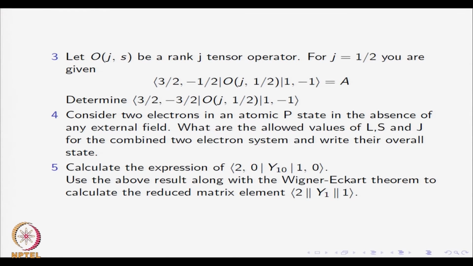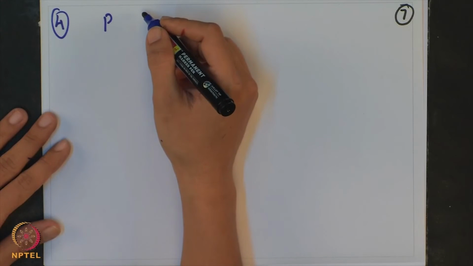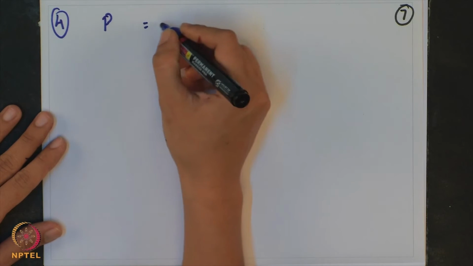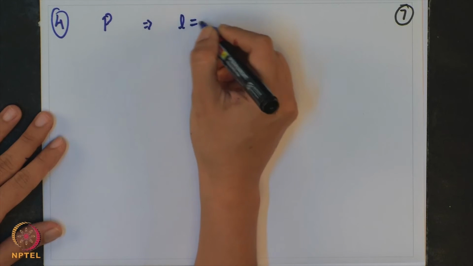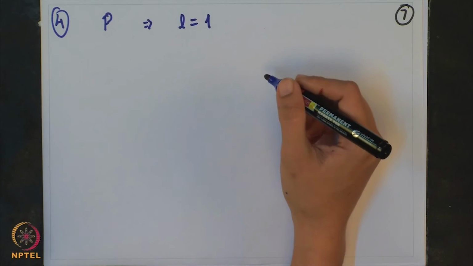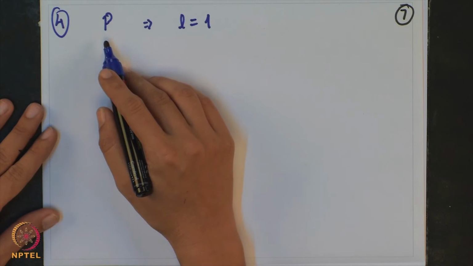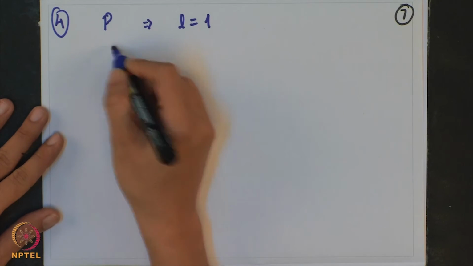In the fourth problem you have to consider 2 electrons in an atomic p state. So the first question would be, what is a p state or a p wave in the absence of an electric field. A p state implies that L is equal to 1. S state we have seen L is equal to 0, p state L is equal to 1.